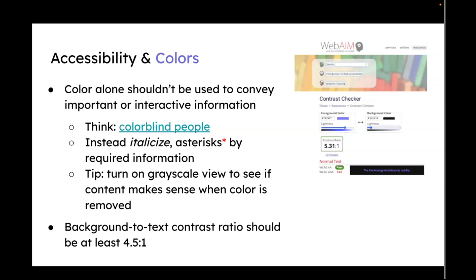And then background to text contrast, you want to use a contrast checker such as WebAIM. These are free, available online. You want to make sure that you have a high enough contrast. So again, somebody with a sighted impairment can access your materials.